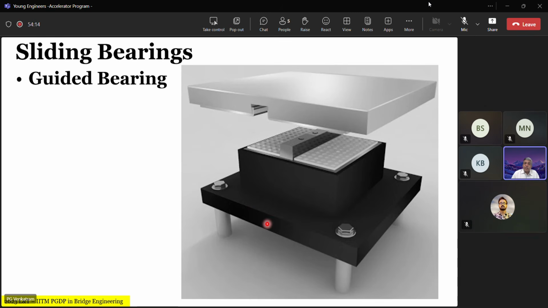For example, another guided elastomeric bearing example is where you have an elastomeric bearing with a PTFE sheet and an embedded guide, and this top plate with stainless steel sits on it. So what does it do? In this direction, no relative movement between superstructure and substructure. In this direction, free movement. Rotation in both directions is still permitted, right?